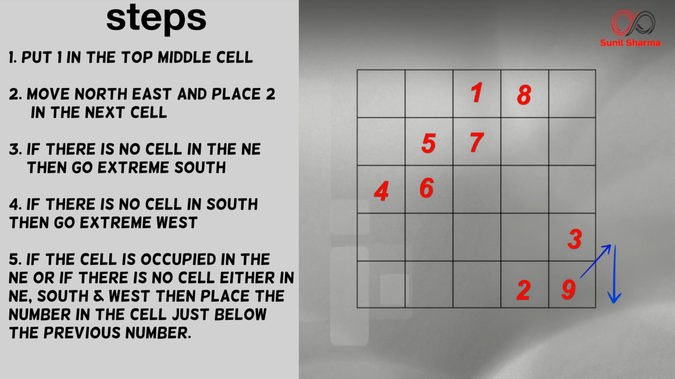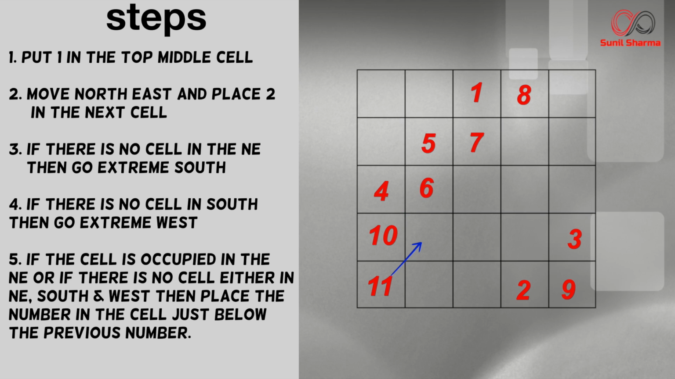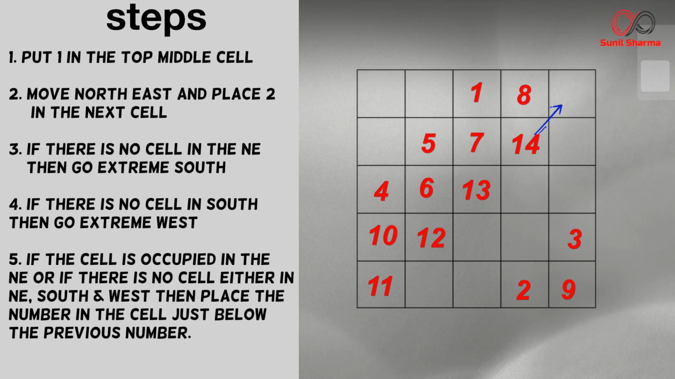Moving northeast, no cell. Again in the south, no cell, so we'll place 10 extreme west. Now if you move northeast, it is occupied, so we'll place 11 below 10. Again move northeast, place 12. Northeast, place 13. Northeast, place 14. Northeast, place 15. Now if you move northeast, there is no cell.